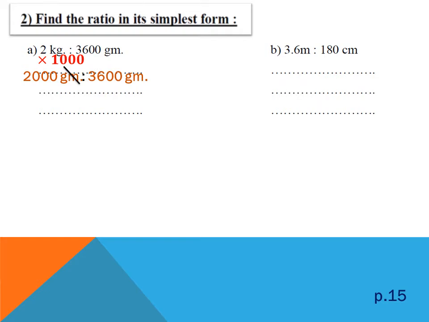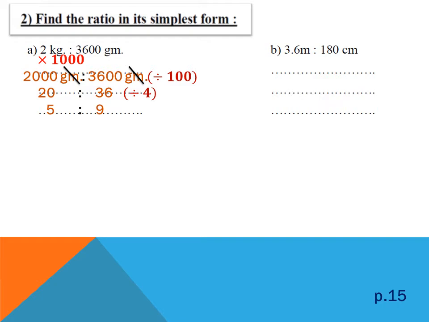Cancel the unit. Cancel gram with gram and start to simplify. 2000 to 3600. Divide here by 100, we get 20 to 36. Both of them are even. If we have two even numbers, we check to divide by 2 or 4 or 6 or 8 and so on. 20 and 36 can be divided here by 4. 20 divided by 4 is equal to 5, and 36 divided by 4 is equal to 9, and this is the simplest form.